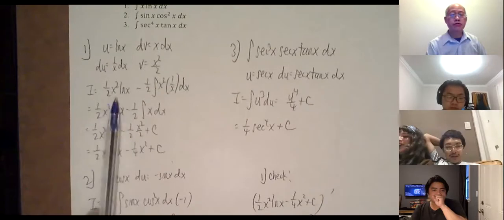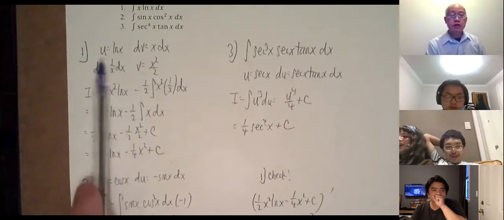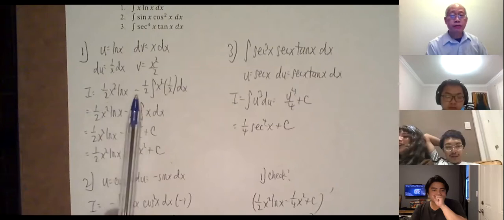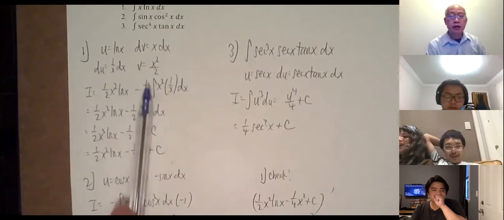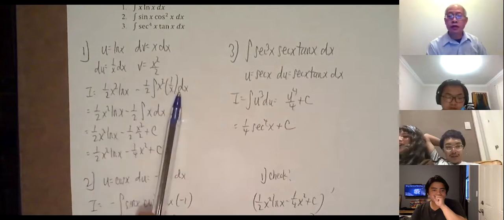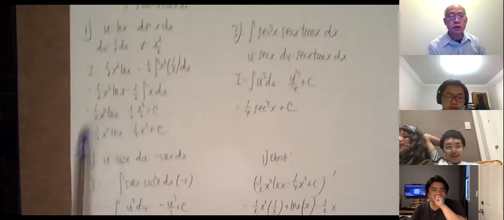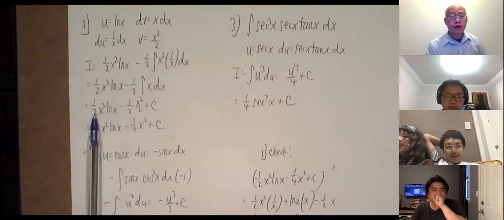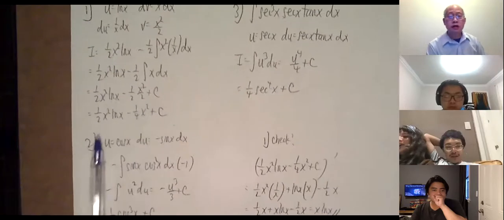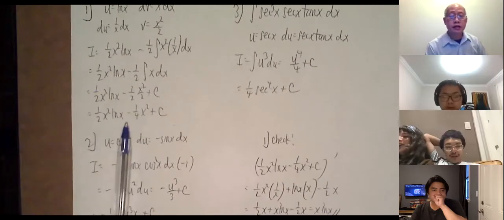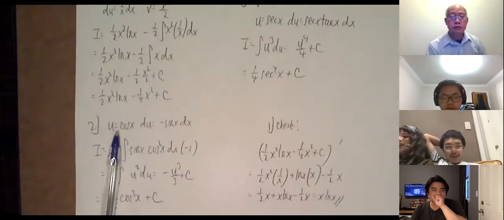So the integral is uv minus integral v du. uv is 1/2 x squared ln x minus integral v du. So 1/2, bring it outside. x squared times 1 over x dx. That comes out to be the integral of x. So you have 1/2 x squared ln x minus 1/2 times x squared over 2 plus c. Final answer, 1/2 x squared ln x minus 1/4 x squared plus a constant.